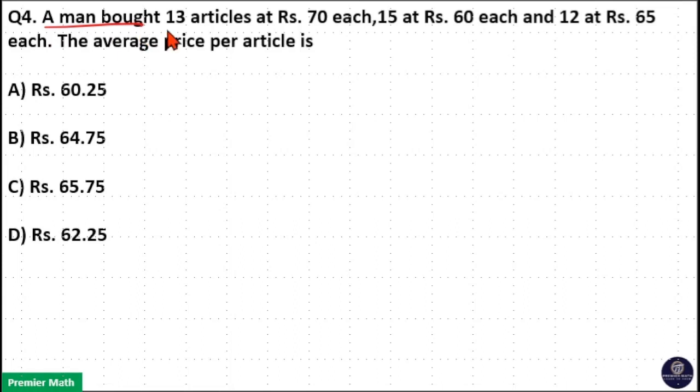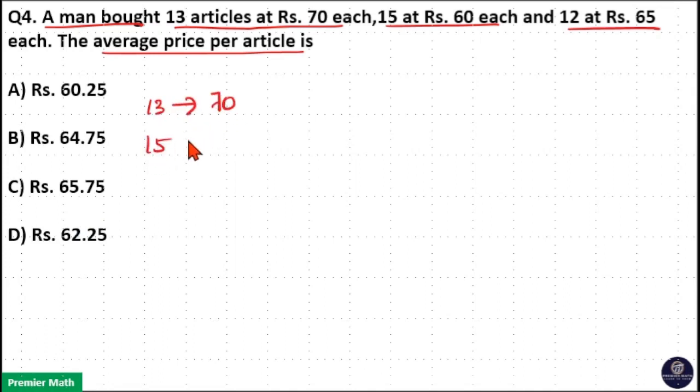A man bought 13 articles at rupees 70 each, 15 at rupees 60 each and 12 at rupees 65 each. The average price per article is. Here the 13 articles' average price is rupees 70, the 15 articles' average price is rupees 60, and the 12 articles' average price is rupees 65. Now we need to find out the average price per article. So total articles are 13 plus 15 plus 12, that is 40.